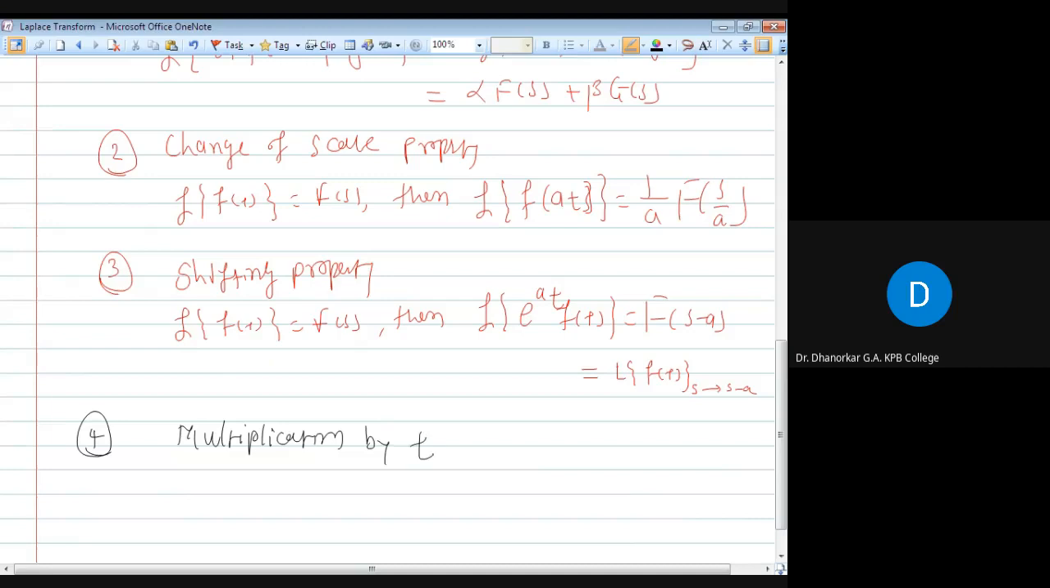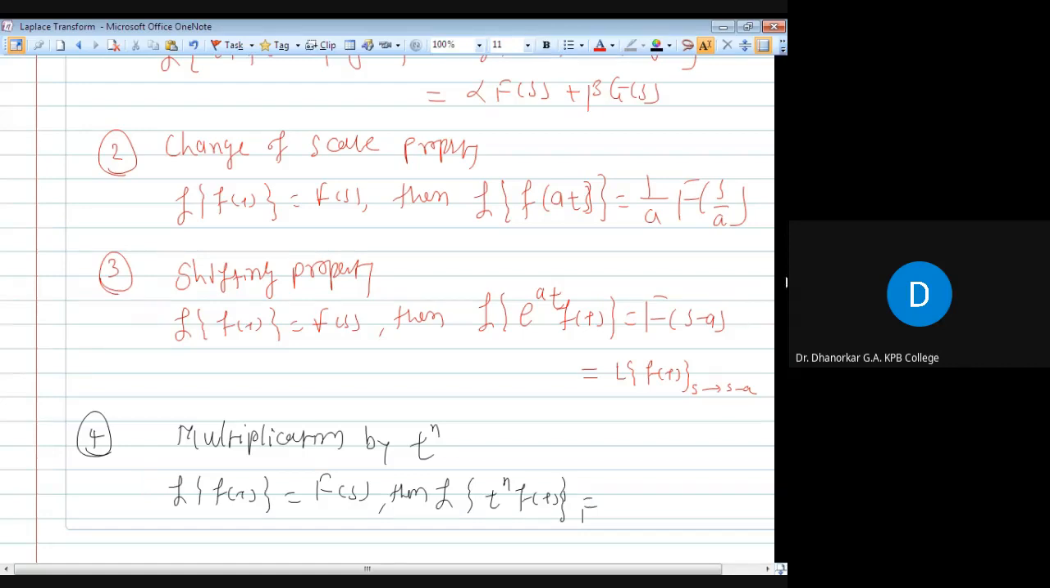Multiplication by t or t raised to power n. Now here I will write the Laplace transform of this one. Is it audible to everyone? Yes, sir. The Laplace transform of f of t is F of s. Then what will be the Laplace transform of our aim? Our aim is to find the Laplace transform of t raised to power n f of t. We have to find out what will be the Laplace transform of this function.